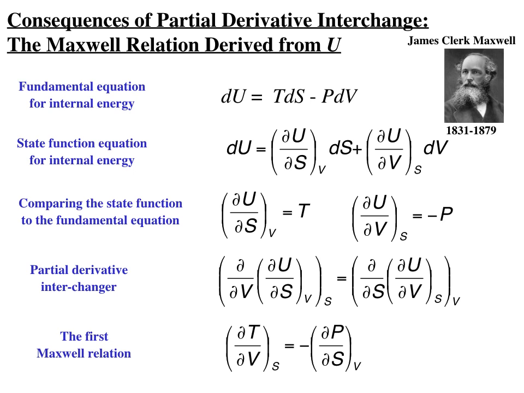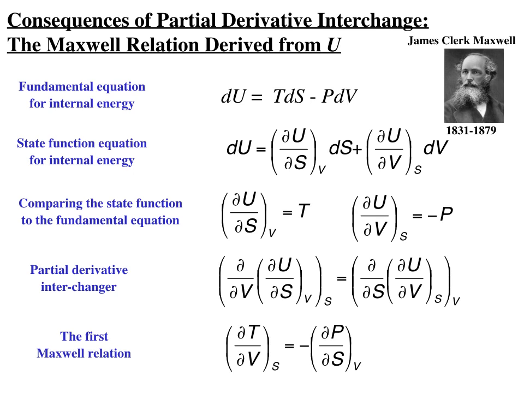Now, by direct comparison of the top equation to the second equation, I note that the partial of u with respect to s at fixed v is equal to t, and I note that the partial of u with respect to v at fixed s is equal to minus p. So now let's apply the interesting aspect of the interchange to these partial derivatives.